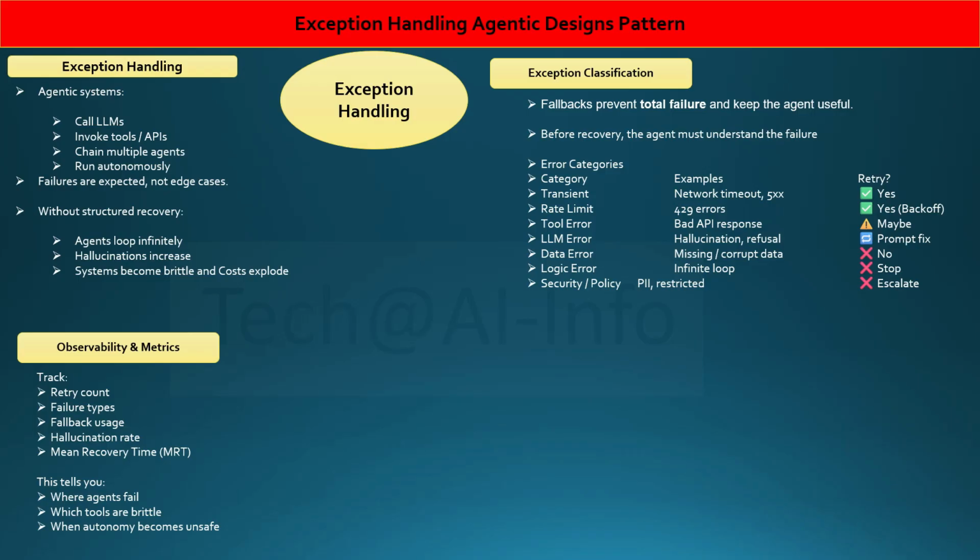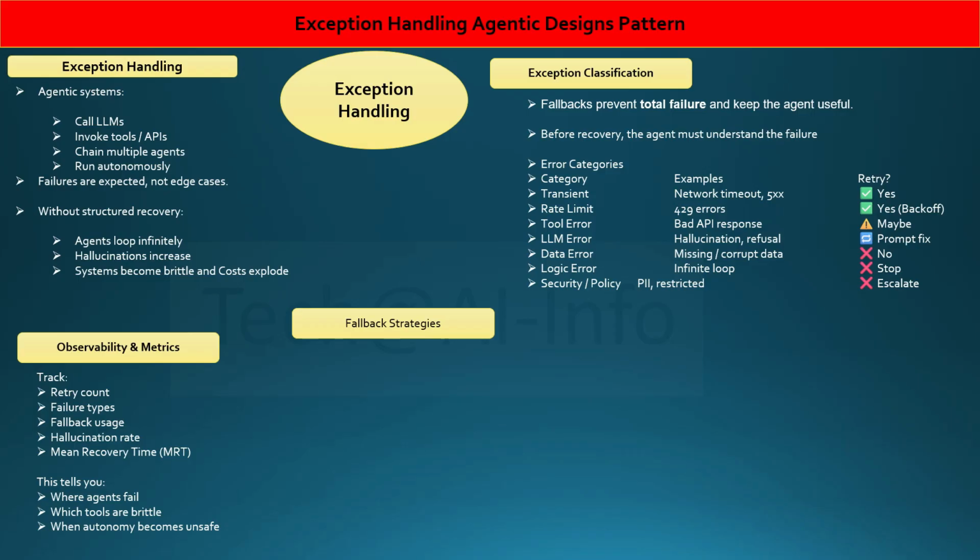So the correct recovery is stop immediately, escalate to human, log and audit it. Right. Next is fallback strategies. The fallback prevents total failures and keeps the agent useful even when something breaks.